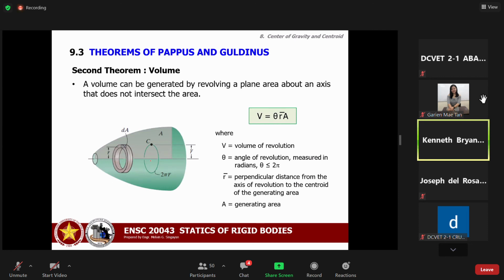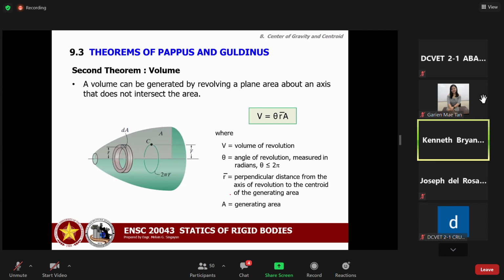Okay? Then the second theorem of Pappus and Guldinus is that volume can be generated by revolving a plane area about an axis that does not intersect the area. Okay? So the volume is equal to theta times bar r times A. Where theta is the angle of revolution measured in radians. Okay? And it should be less than or equal to 2 pi. Bar r is equal to the perpendicular distance from the axis of revolution to the centroid of the generating area.